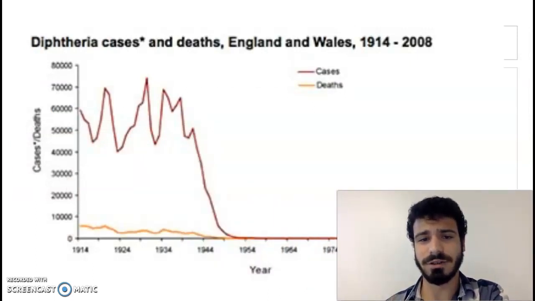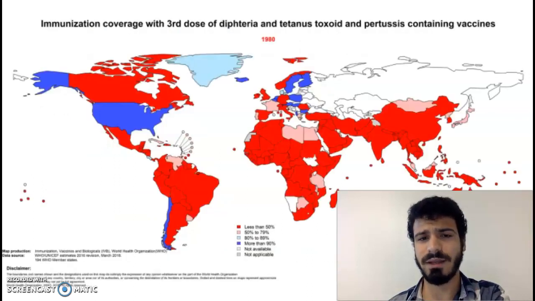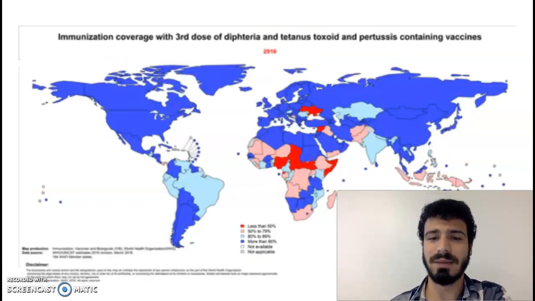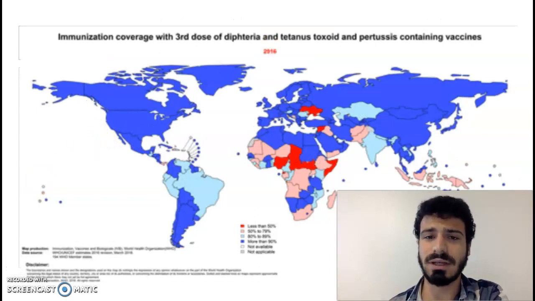And this is another chart that shows the efficacy of the vaccines. And then this shows the vaccine coverage in 1980 around the globe. You can see how Russia didn't even have any until the 90s when they had that big epidemic. This shows the coverage today. So there's still some work to be done, but overall, it's improving.